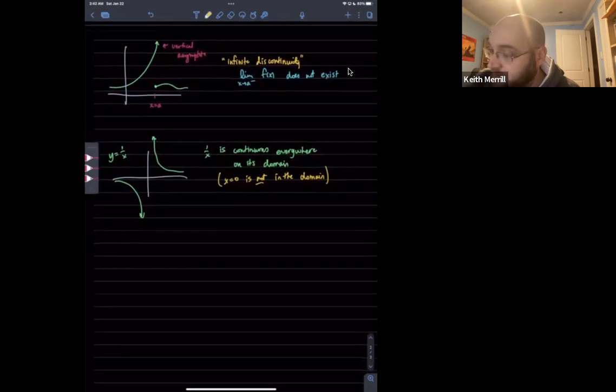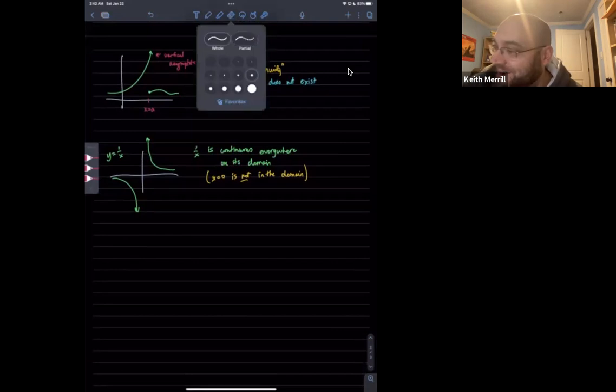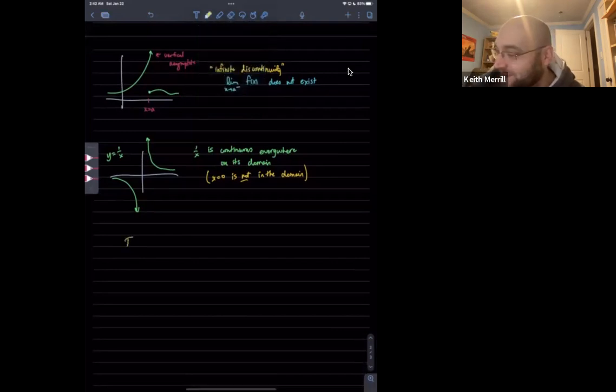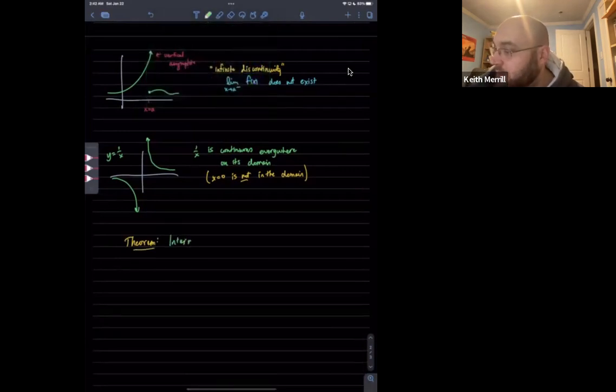The big theorem of the section. So that was a useful theorem, but now the big theorem. So the big theorem of the section is, I keep forgetting I've changed the eraser. Hold on. There we go. The big theorem of the section is called the intermediate value theorem. Since I have your attention, let me just quickly tell you about it. So the intermediate value theorem actually is quite a literal theorem.